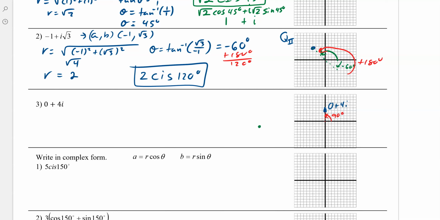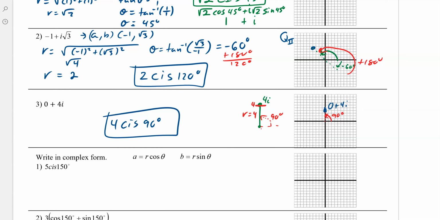So if you know you're going from here to here, and that's our 4i, then the angle from here to here is 90 degrees, and your radius is just 4, because you're at 4i. So you would just write 4 cis 90 degrees. No work needed, and there you go. And if you plug it in, cosine of 90 is 0, and then sine of 90 gives you 1, so it would be 4i.